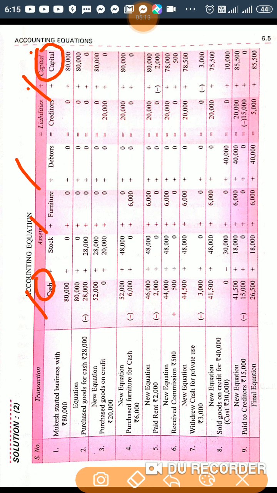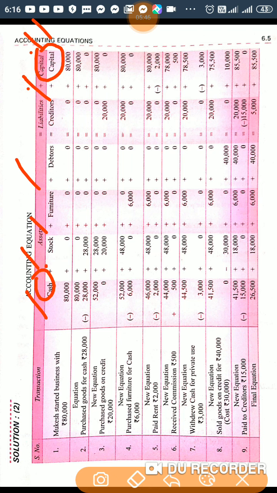Now again you read the next, fifth one, paid rent. So paid rent means cash is involved and expenses are involved. Cash you have already written, and for expenses I have told you the rule, you will deduct from the capital which is already mentioned here. Now next is received commission rupees 500. So commission is an income, it should be added to the capital you have already written, and cash is also already written.